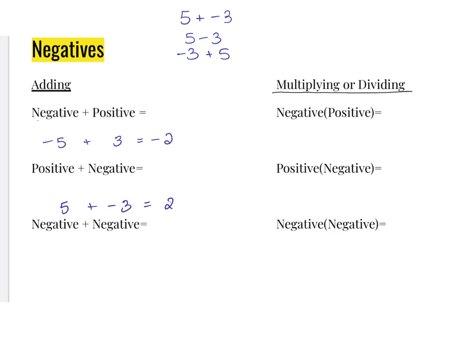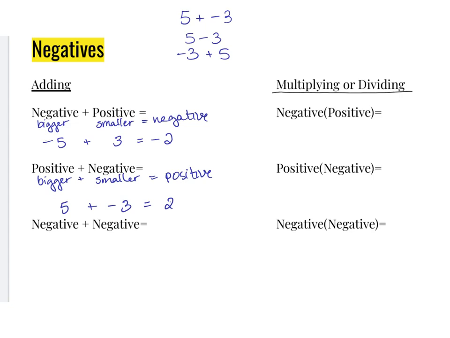So if I have a negative bigger number and a positive smaller number, that's going to give me a negative. If I have a positive bigger number and a negative smaller number, that's going to give me a positive. So whatever the sign is on the bigger number, positive here, negative here, that's what your outcome is going to be.